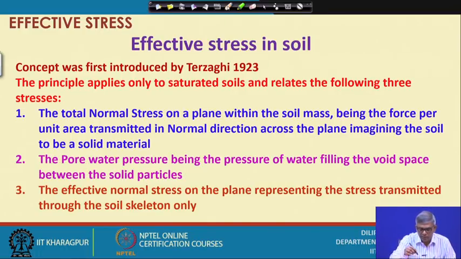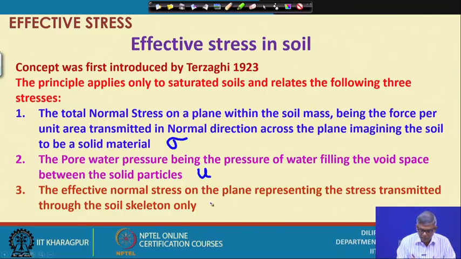If I take the total stress as sigma, and the pore pressure as u, then the effective normal stress is a concept on the plane representing the stress transmitted through the soil skeleton only. That means in the soil skeleton there will be a number of contacts, and the force will be transmitted through the contacts only. So that is the effective normal stress on the same plane we have imagined, but the stress transmitted through the soil skeleton only.